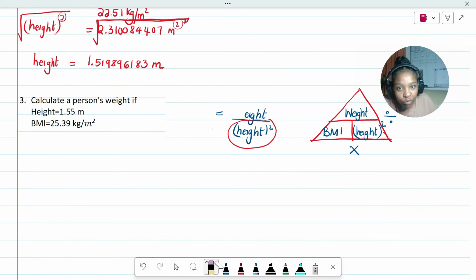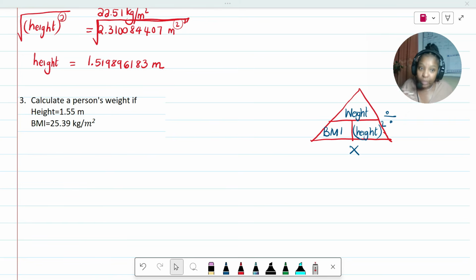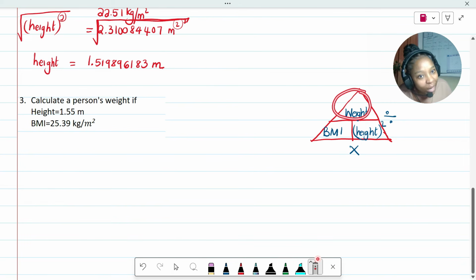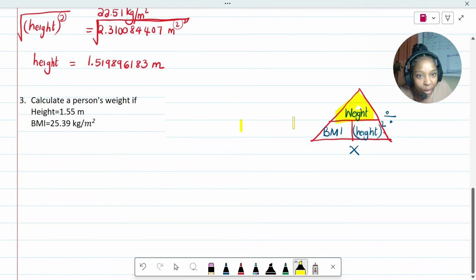So I'm just going to remove this. I was showing you again where I got this triangle, because I know someone is probably confused. So how do you calculate a person's weight in this case? We are trying to determine weight. That is what we want, right? That is our unknown. So I'm just going to highlight that. This is what we want, okay? We want the person's weight.